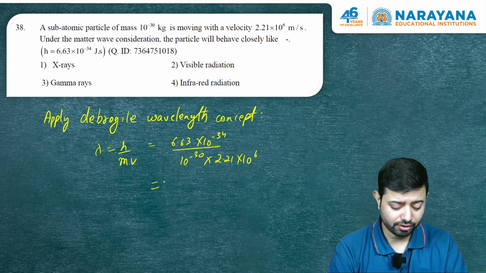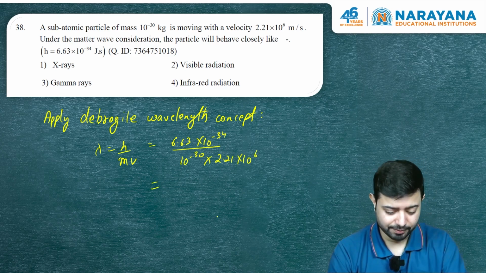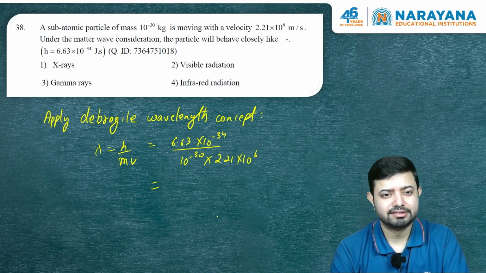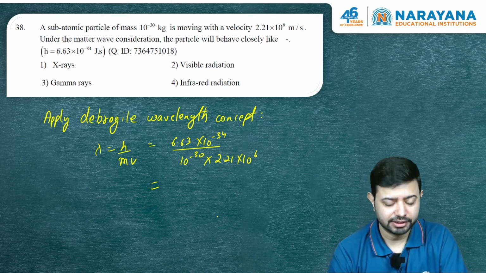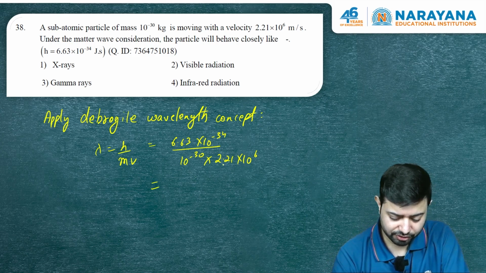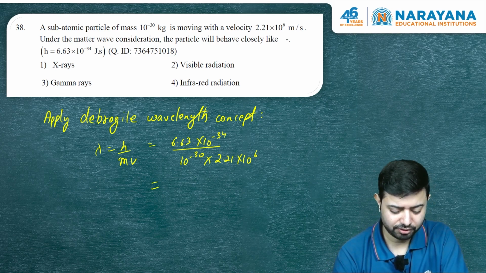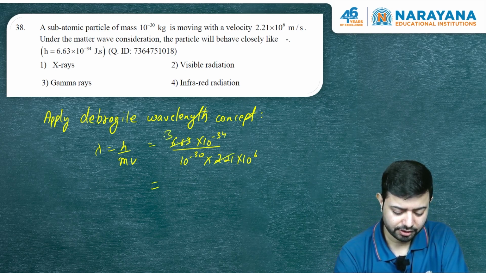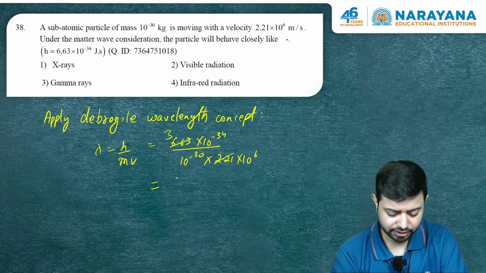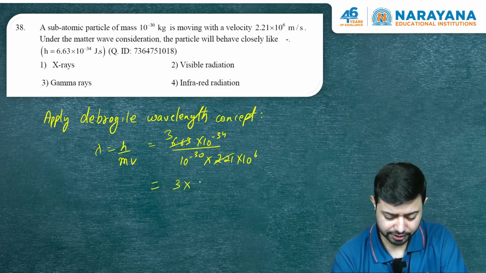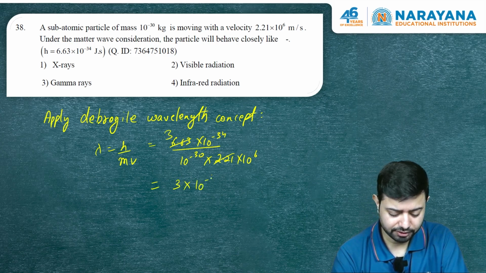Can you guess the order of the lambda over here? Let us see, because from the order of the lambda you can easily find which of the options is going to match with it. Okay. So, 6.63 upon 2.21, that is 3, and overall it will be 3 into 10 to the power minus 10 meter, that is going to be 0.3 nanometer.